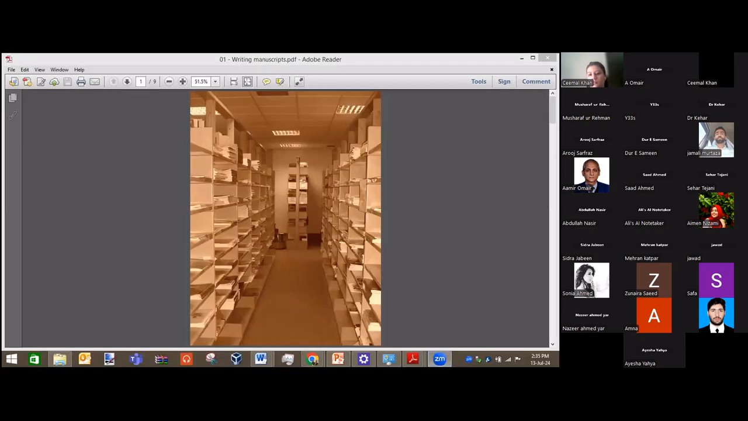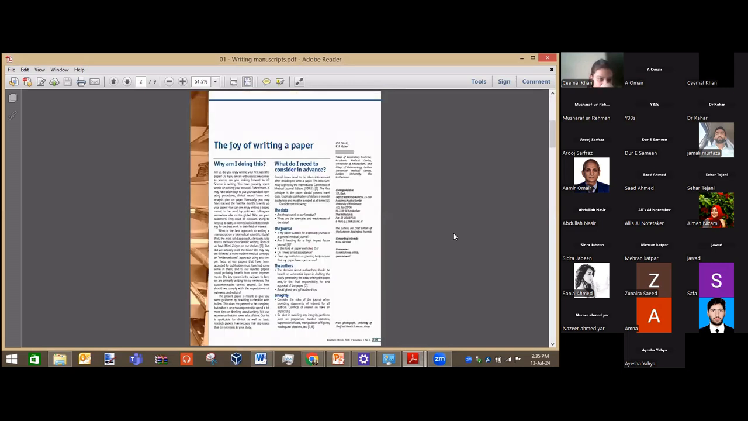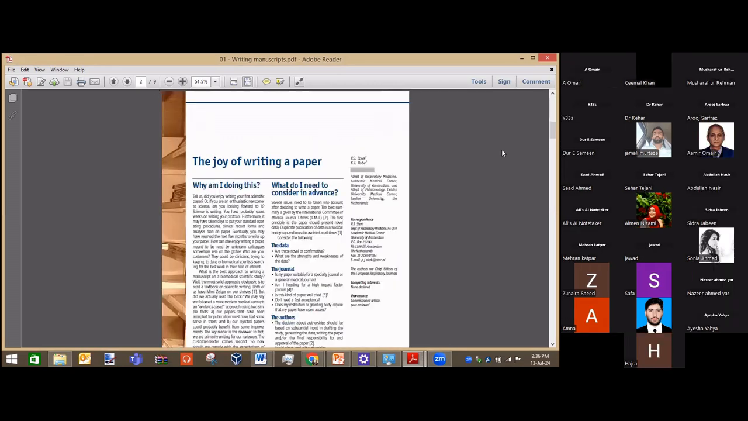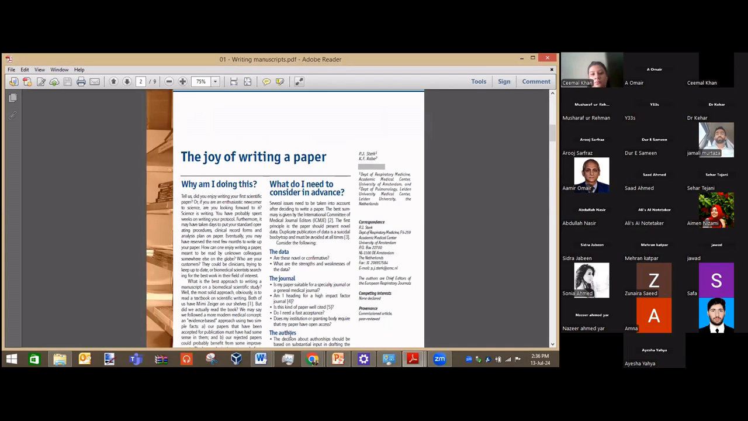Now, I'm going to be sharing this. I will not be going through this in detail, but this is a very useful handout, nine pages, no, in fact, less. There's joy of writing a paper. I'll just make it a little bit bigger, right? Most of the things that I've mentioned over here are in this. Is my paper, the journal, the authors, what are there.